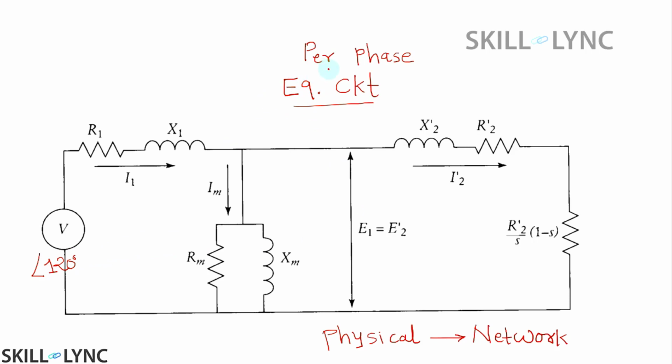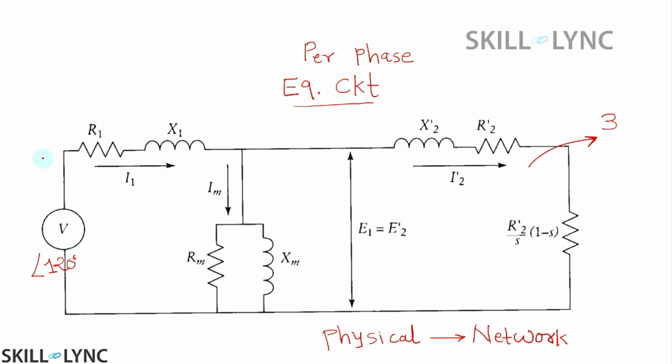So we can draw the per phase equivalent circuit, identify the mechanical output or torque per phase, and multiply by 3 because the motor is three phase, to calculate the total torque developed by the three-phase induction motor. This is called the per phase equivalent circuit. How it has been derived, I'm not going to discuss, because this is not a detailed induction motor lecture.